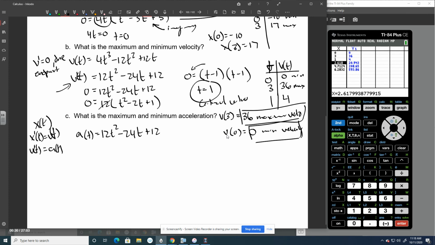But to check the maximum and minimum of my acceleration, I have to take the derivative of acceleration, which we've never done before. So I'm going to take a prime of t, and that's going to be 24t minus 24. Now, the derivative of acceleration actually has a name. We call that torque. Just like we have position, velocity, acceleration, what comes next is torque, which is something that you've probably heard when people are talking about big muscle cars and things like that. We talk about the torque.